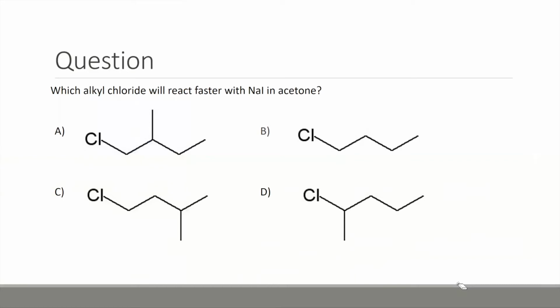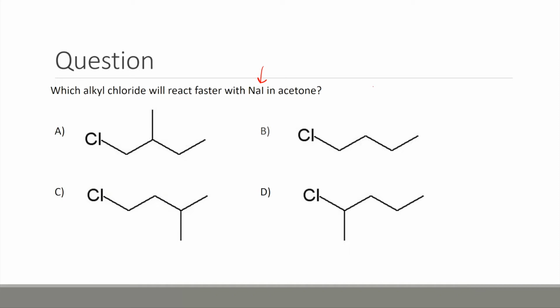Okay, so let's do some practice. We have some questions here, and you're going to try to decide, first of all, what kind of reaction is occurring. Would it be an SN1 or SN2? And based on that, then think about which reaction would occur faster. So here I say which alkyl chloride, this is going to be our electrophile, will react faster with sodium iodide in acetone. So notice sodium iodide is a very strong nucleophile. Remember, iodine attached to a salt makes a very strong nucleophile.